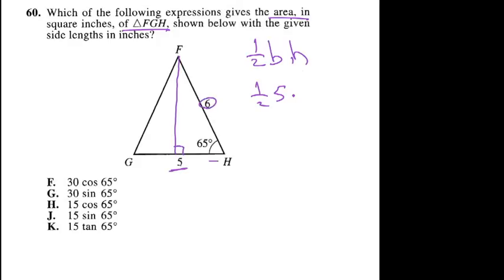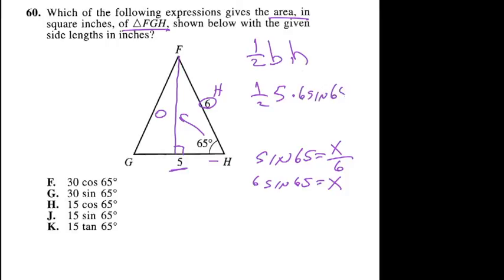So I do exactly like we always say. We go to the angle. Across from the angle is opposite. This is my hypotenuse. That means I'm going to be using the sine function. Sine of 65 is equal to x, opposite, over 6. Multiply by the 6, and I get 6 sine 65 equals x. So now I plug it back into my equation: 1/2 of 5 times 6 sine 65. 1/2 of 5 times 6 is 30, so that's going to give me 15 sine 65. And 15 sine 65 makes J the answer.